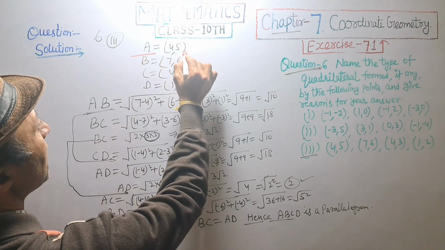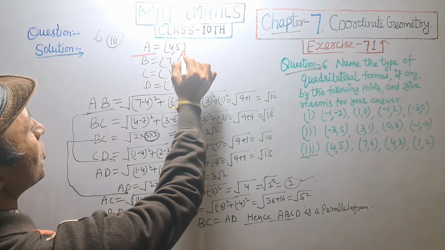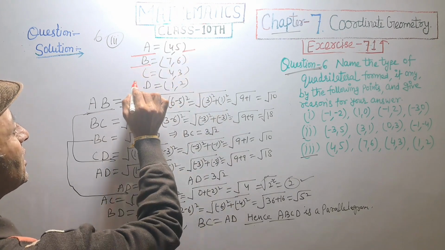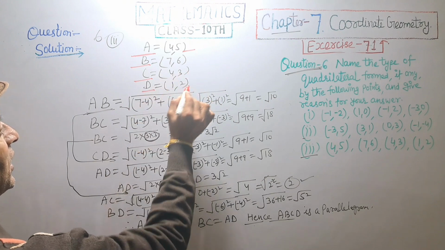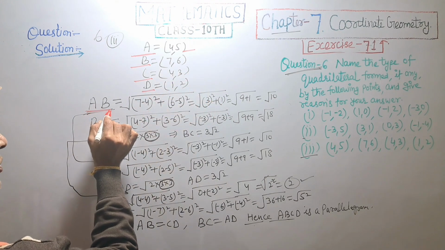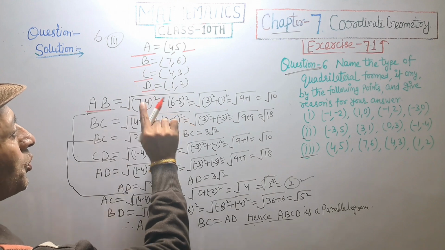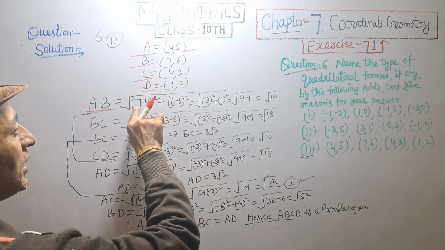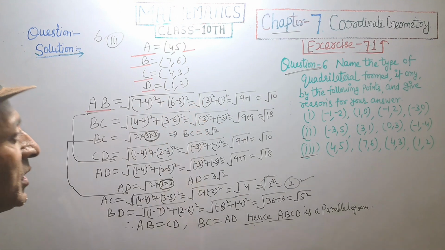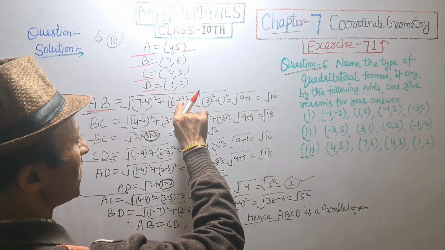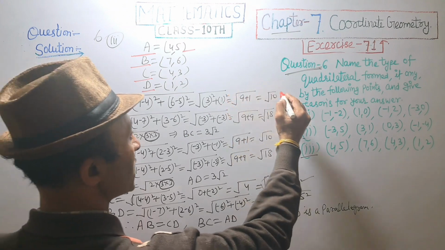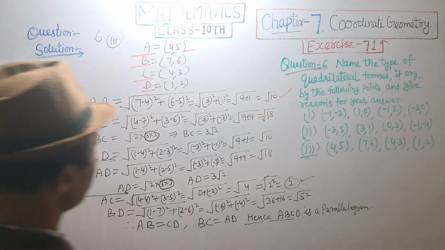Given A is equal to (4, 5), B is (7, 6), C is (4, 3), and D is (1, 2). By distance formula, AB is equal to x2 minus x1 square plus y2 minus y1 square, and 7 minus 4 is 3, but 3 square is 9, and 6 minus 5 is 1, 1 square is 1. So 9 plus 1 is equal to under root of 10 units.